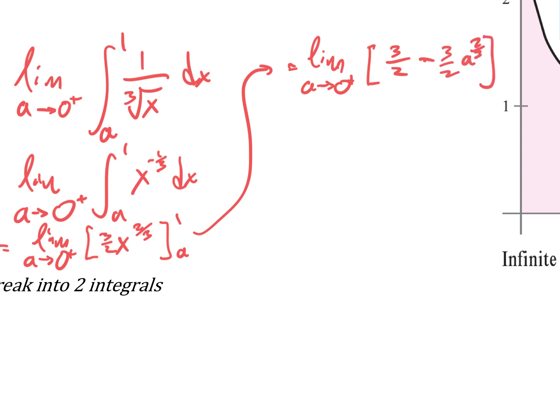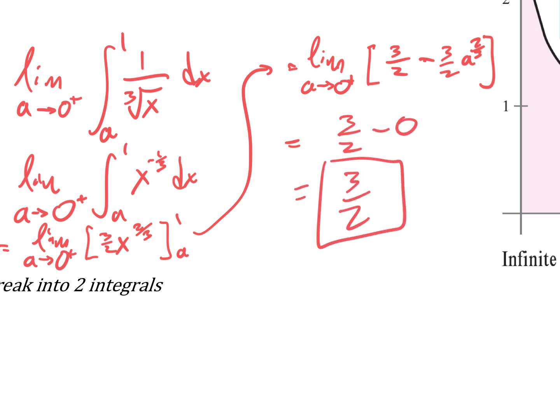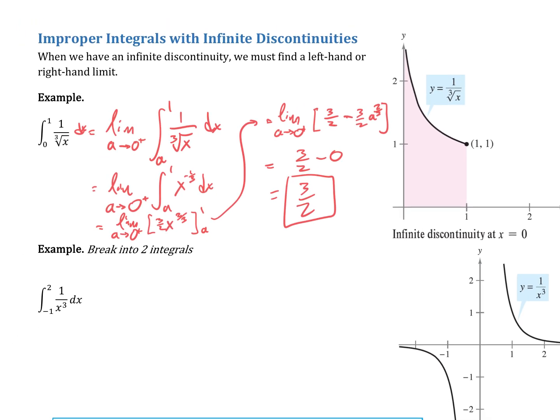As a goes to 0 here, this is just 0, right? So as a goes to 0, this goes away, and we end up with just 3/2 minus 0, which is 3/2. There it is. Nice and simple. So the area of that is 3/2. Does that sound about right?